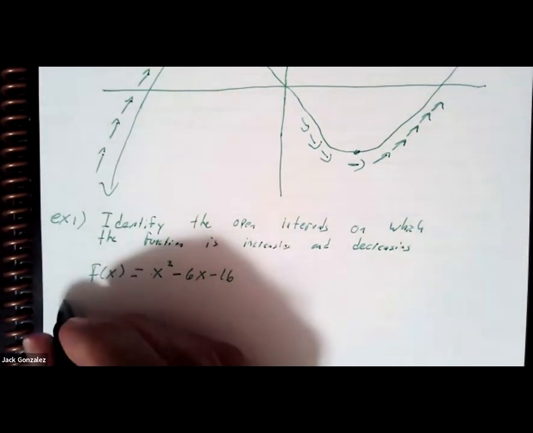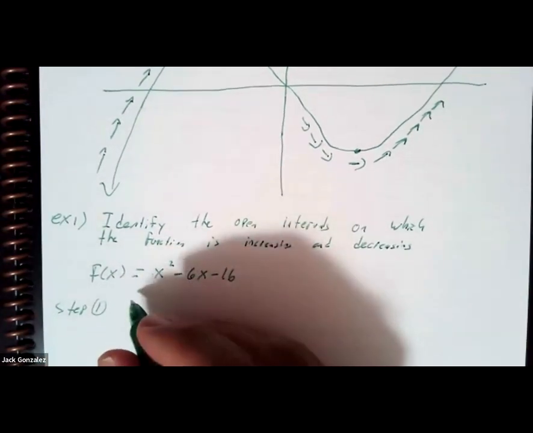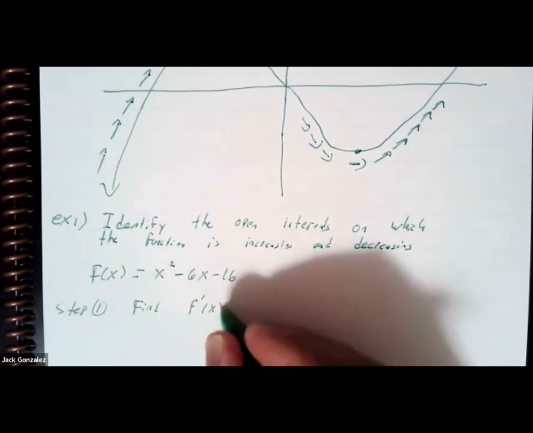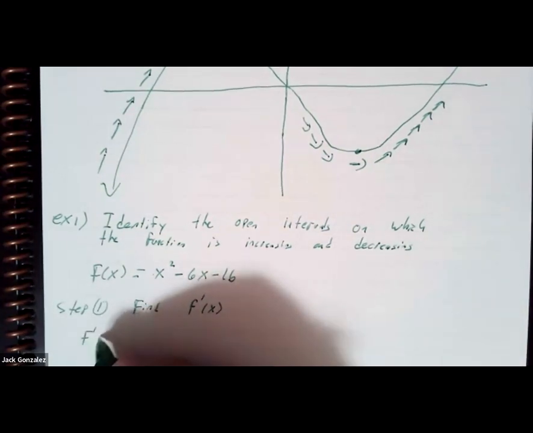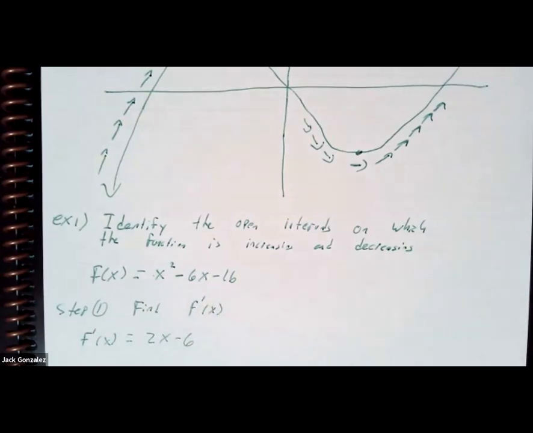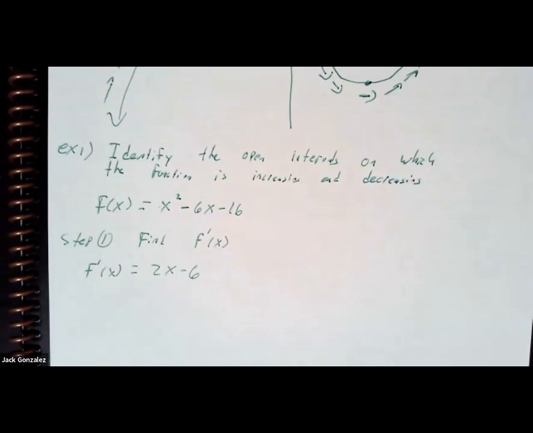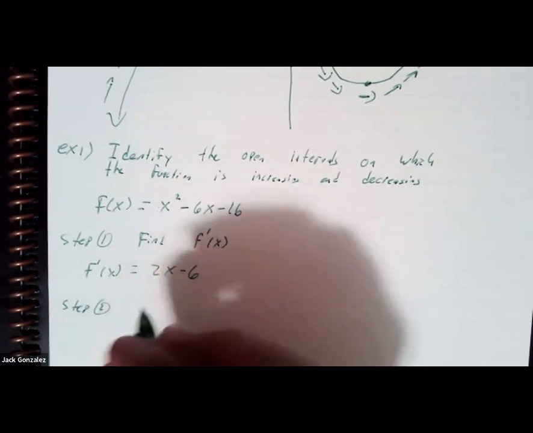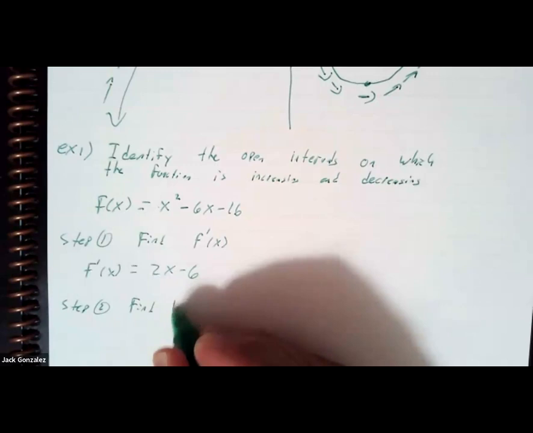So step one, like we did last time, find the derivative. Find f prime of x. So basically the derivative, I'm going to skip that step. If you have a question about it, let me know. It's going to be this. Step two, find the critical numbers.